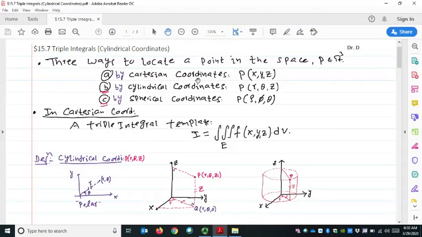Today we are covering triple integrals in cylindrical coordinates. Let's start the class right away.